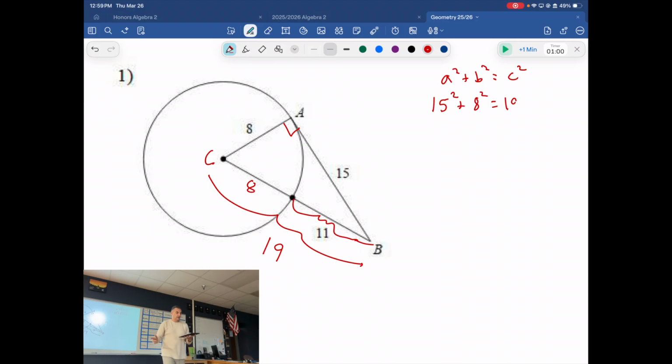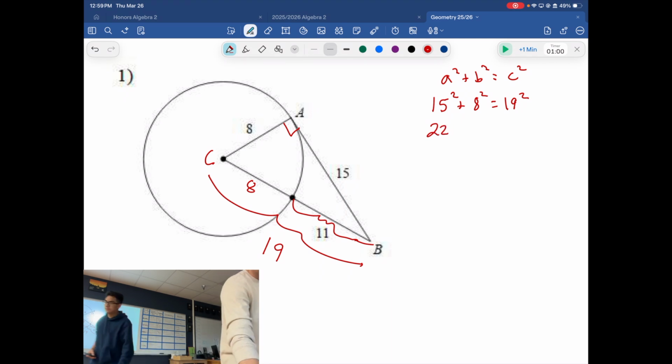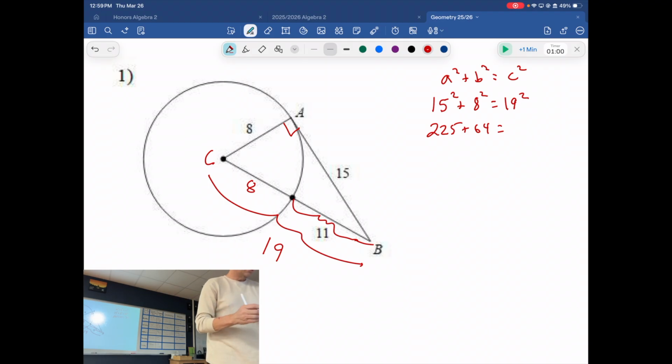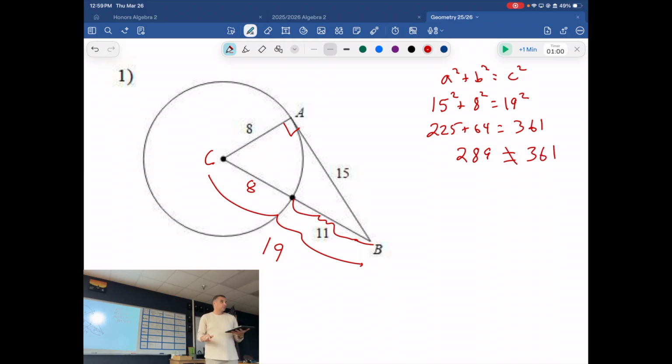Now you mathematically figure it out. 15 squared is 225. 8 squared, I know that one, is 64. 19 squared is 361. Is 225 plus 64 equal to 361? That's 289. Does 289 equal 361? No. So is AB a tangent line? No. It has to work in order for it to be a tangent line.